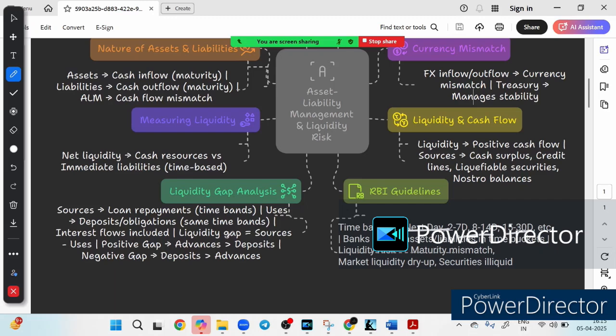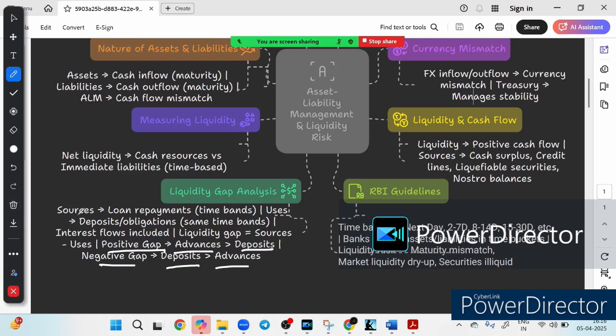And one thing is very, very important: the meaning of positive gap and negative gap. What is the meaning of positive gap? Positive gap means more cash coming in. It means advance is greater than deposit. And what is the meaning of negative gap? Negative gap means more cash going out than coming in. This means deposit is greater than advance, right?